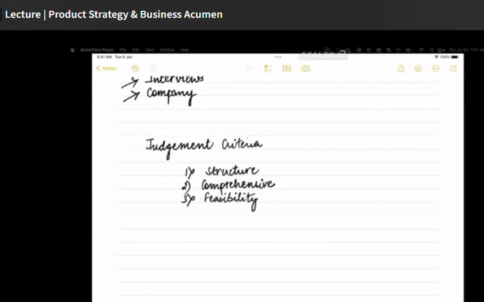So make sure whatever you are recommending, it's okay if it's not right, but make sure your final recommendations or whatever you're saying are feasible. You should not have things which sound unreasonable. So that's what we see in the judgment criteria.